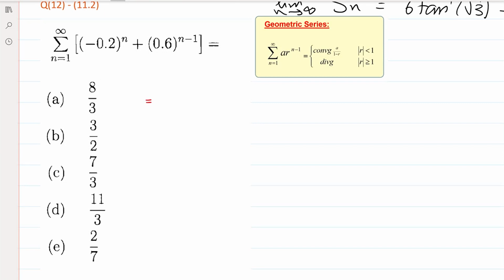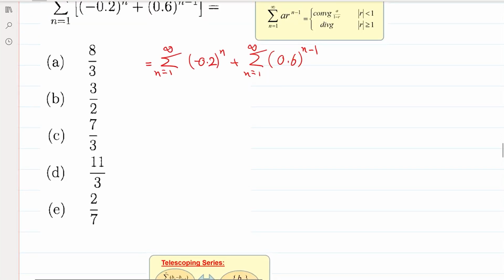See here, Shabab, you can split this series into 2 parts. Summation from n equals 1 to infinity of (-0.2)^n plus the sum from n equals 1 to infinity of 0.6^(n-1). Is that clear?